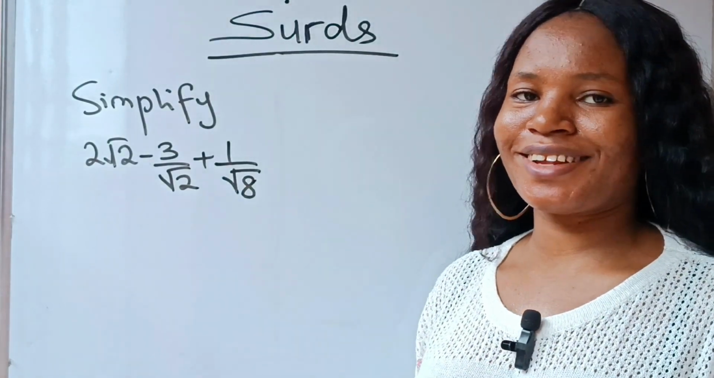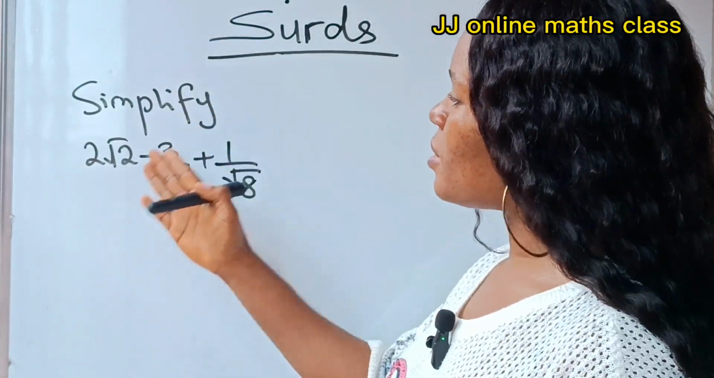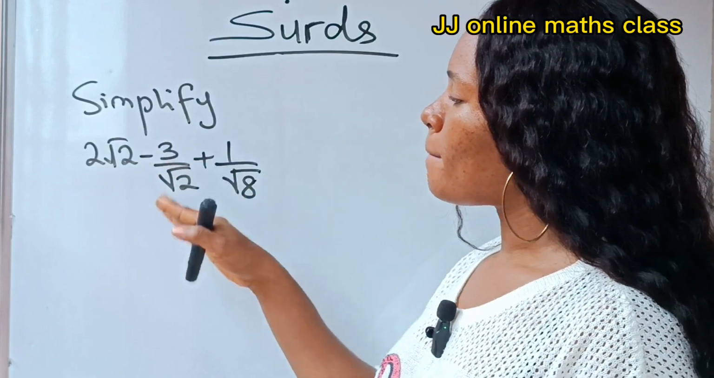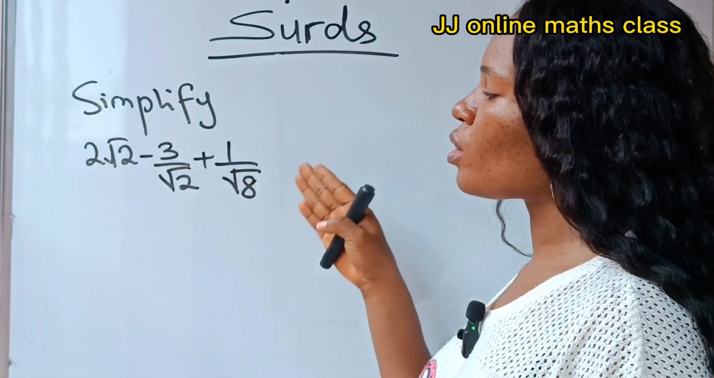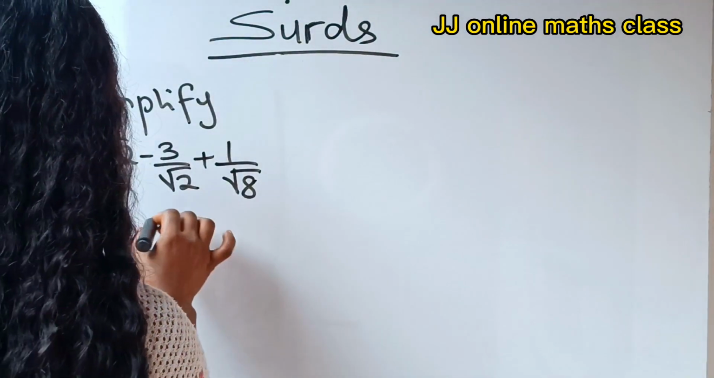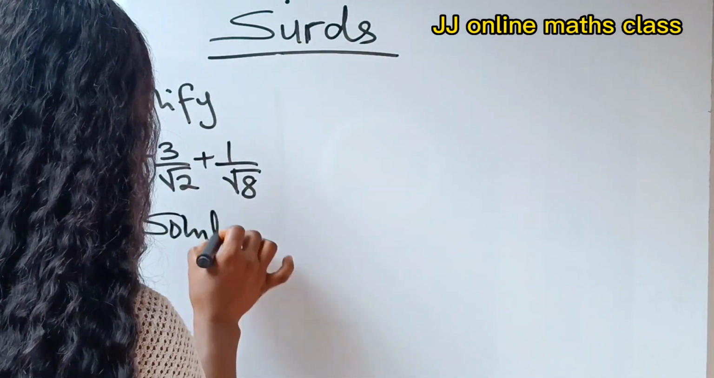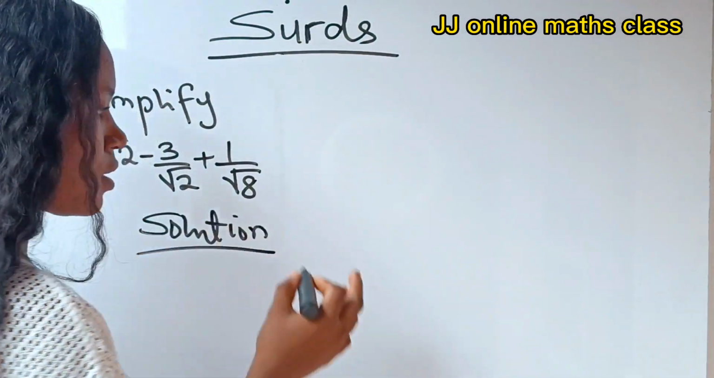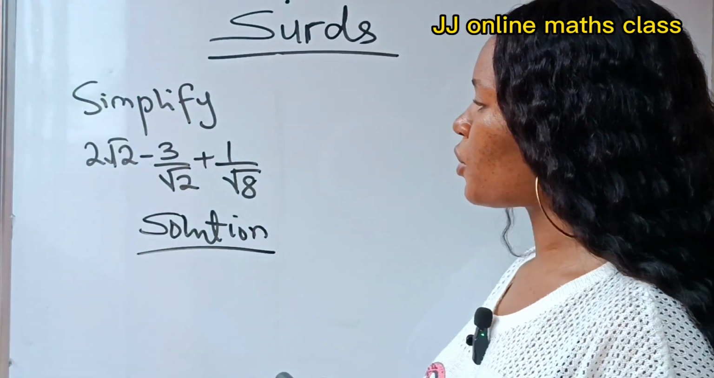This is actually interesting. Let's do it together. We are asked to simplify 2 root 2 minus 3 over root 2 plus 1 over root 8. Solution. Let me stay this side so that I will not block your view.